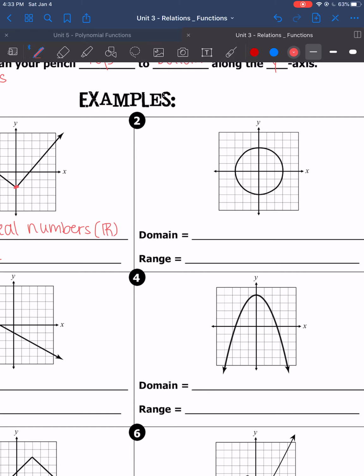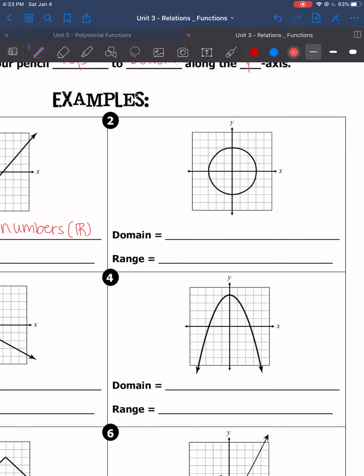So let's move over to number 2 here. We want to do domain and range for this circle. We're going to go from left to right along my x-axis. As I go from left to right, it starts there and stops at this point right here. So x is between -3 and +3. That's for domain.